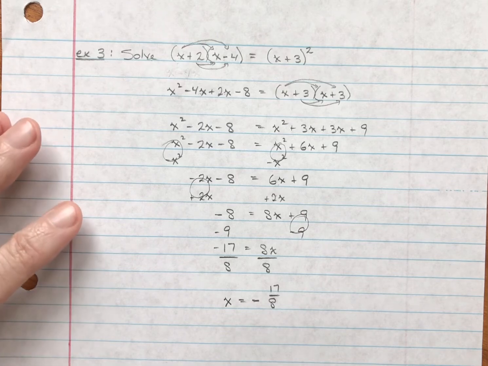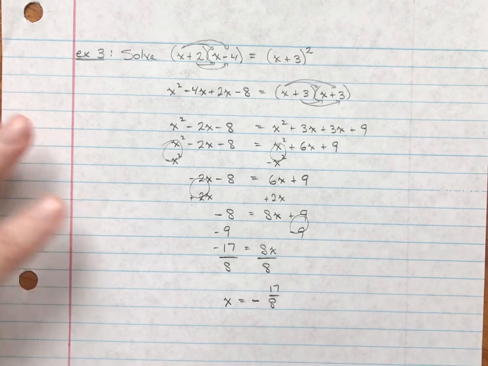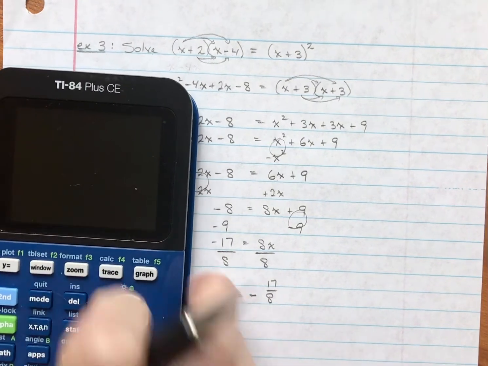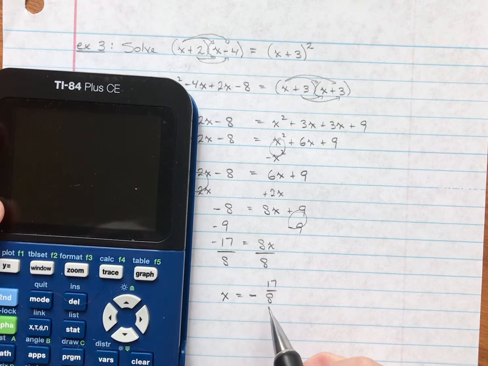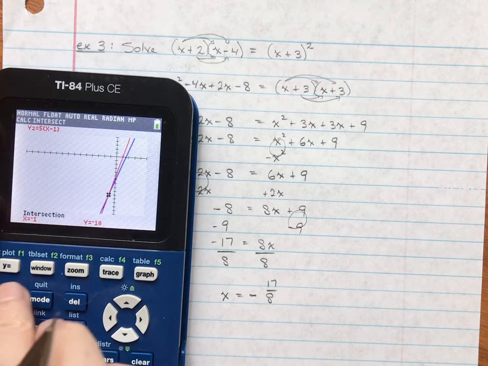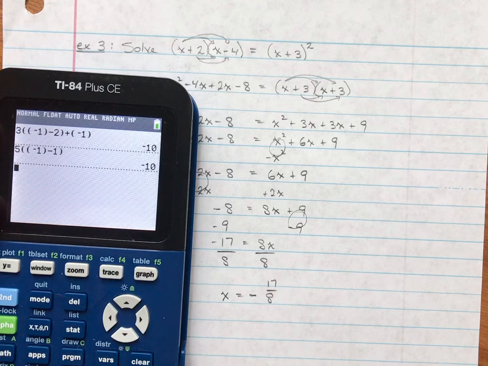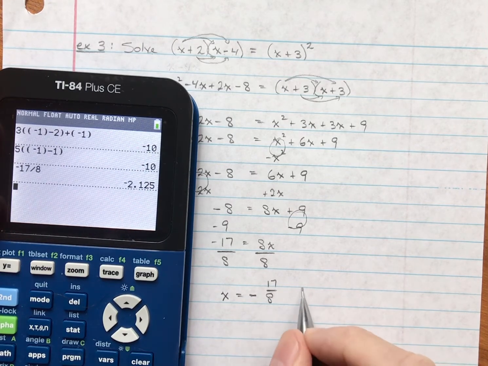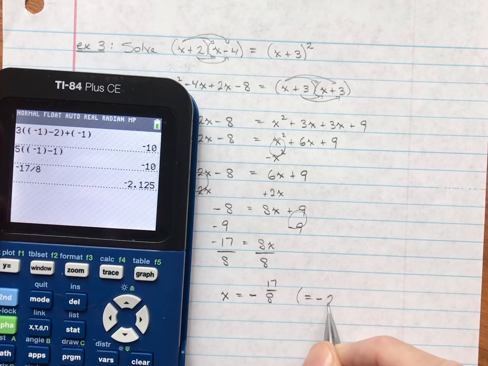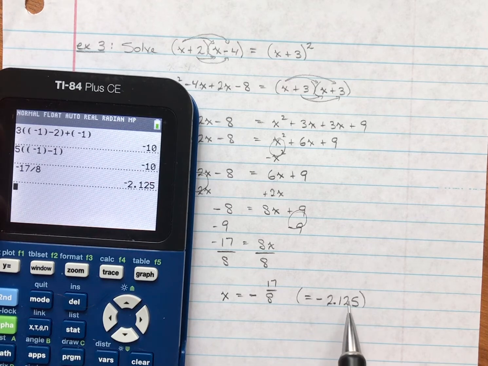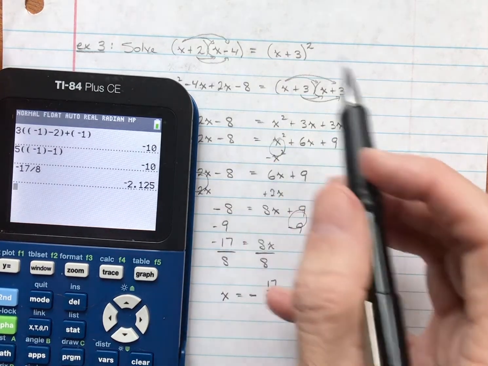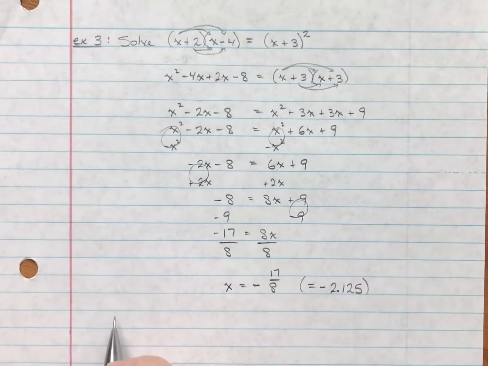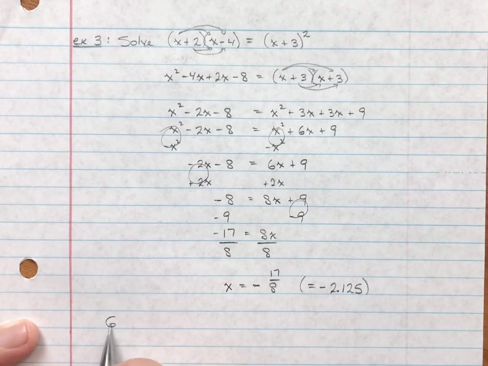Well, I'll tell you what. Let's check this one graphically. First off, graphically, I'm going to need to know what negative 17/8 is as a decimal. Negative 17 divided by 8 is equal to negative 2.125. So I know that's the decimal equivalent. Now I'm checking this one graphically instead.